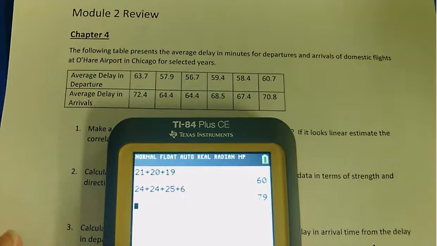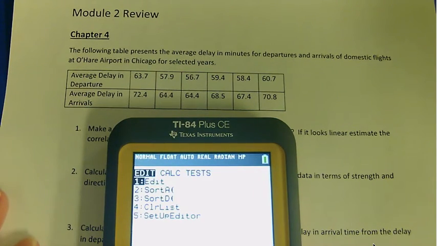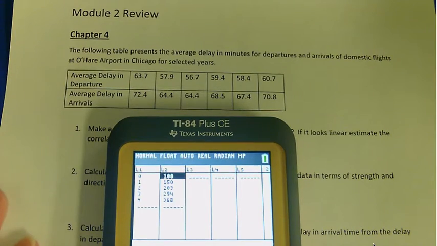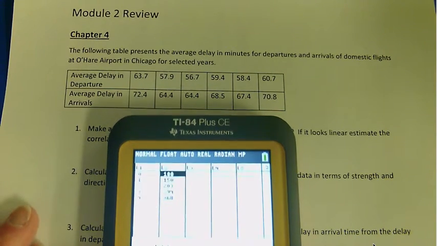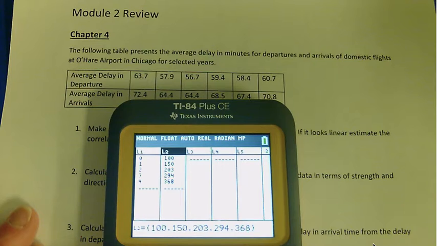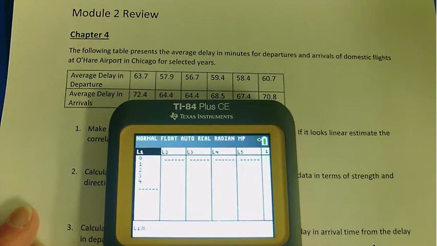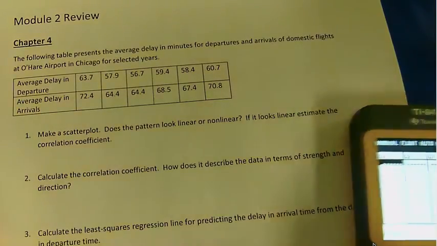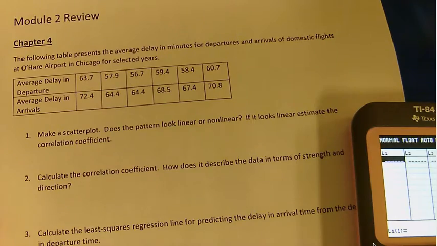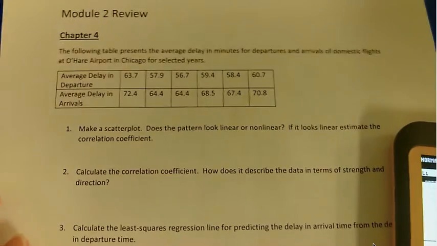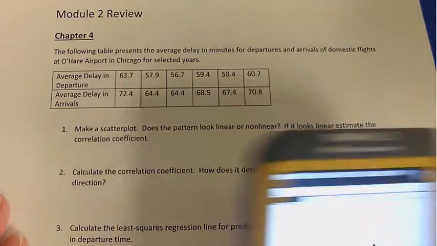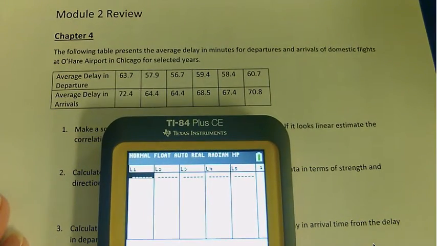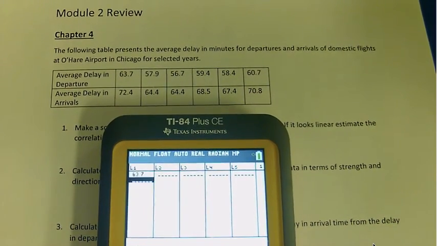I did record a video on how to do this in the other calculator, but most people would maybe be using a TI. So if you need to clear out your lists, you would go up to where L2 was highlighted, press clear, enter, and then you could type in your data. So we have the data for average delay in minutes for departures and arrivals of domestic flights at O'Hare Airport for selected years. So we're going to put in the data.